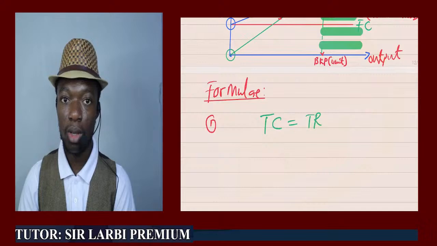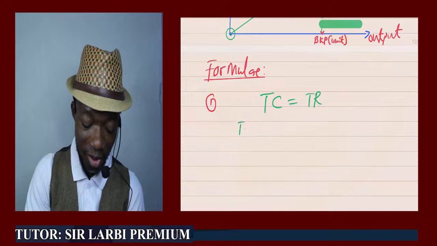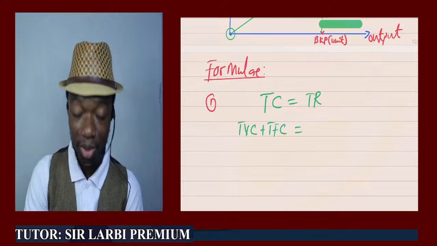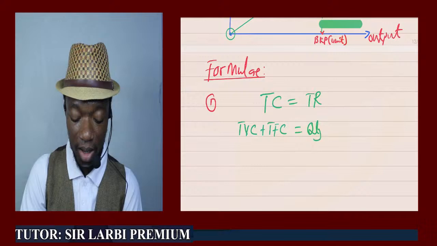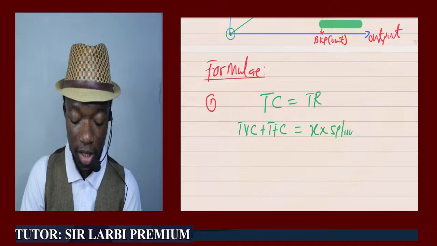Okay, if that is the case, we also expanded this definition to mean that our total cost is the combination of total variable cost plus total fixed cost, and that is equal to the total revenue. We expanded that and said it is also the quantity that we produce. Let me represent it as X, the quantity that we produce as output, multiplied by the selling price per unit. That's the selling price per X that we produce. So this is what we said at the beginning.